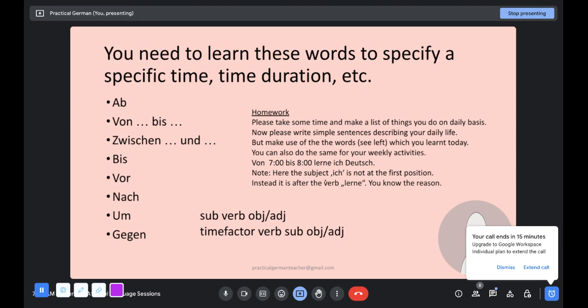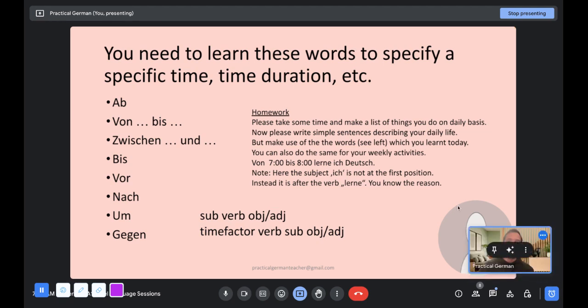Just a hint. If the call ends before I say, I will send the link, and then you can join the next call using that link. I hope you know that. I will post it in the group.